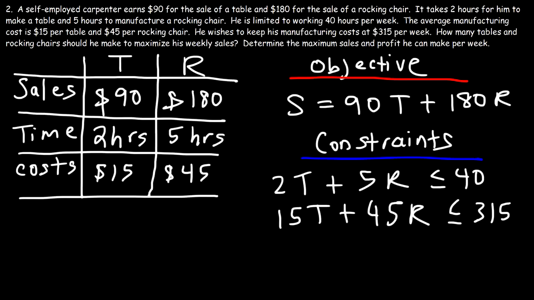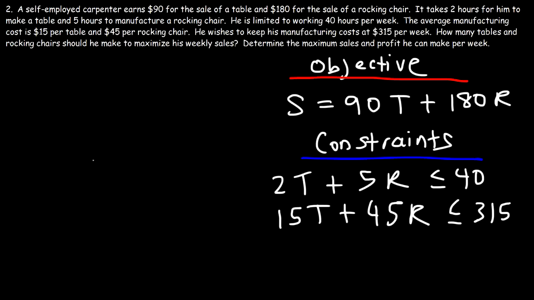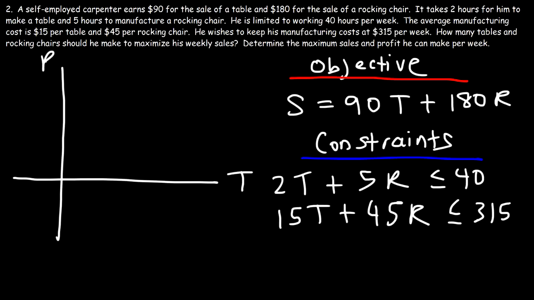So we don't need this table anymore. Now what we need to do is make a graph using the first quadrant. So let's put t on the x-axis and r on the y-axis. And let's start with this equation.